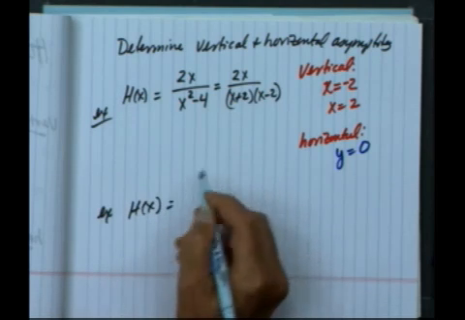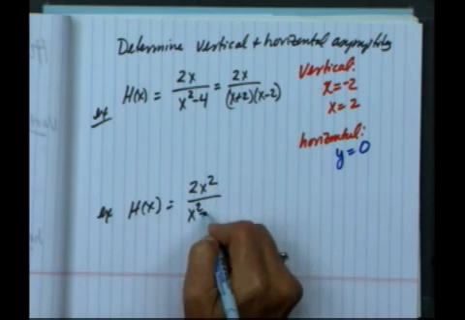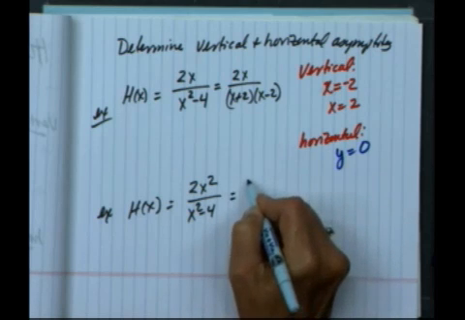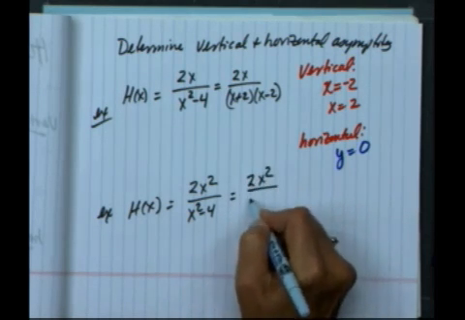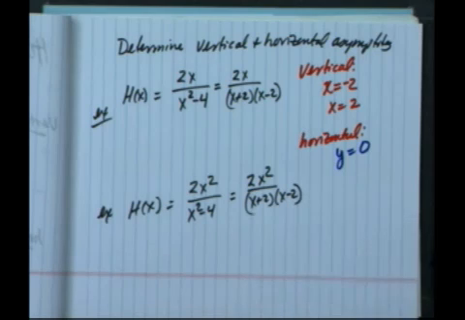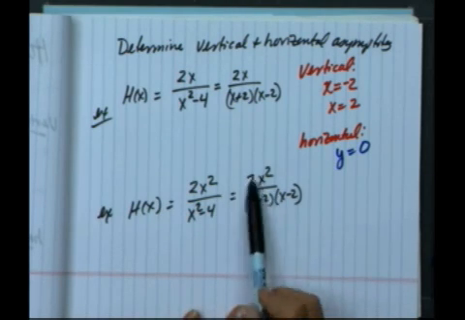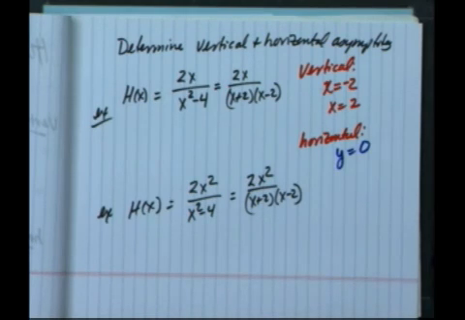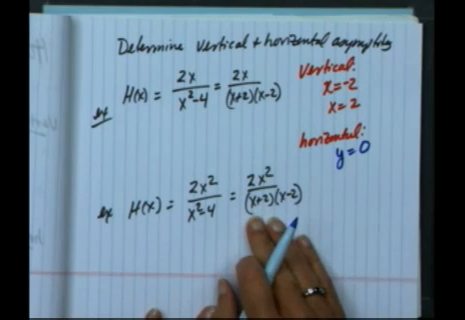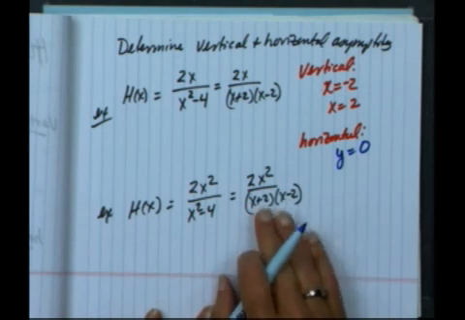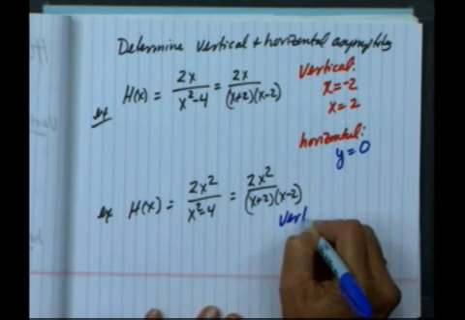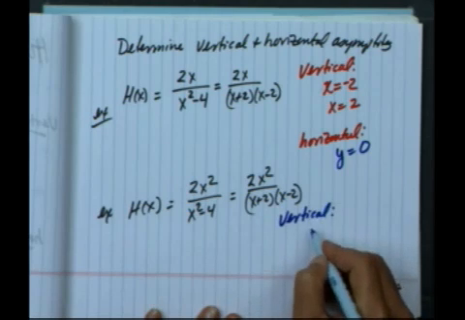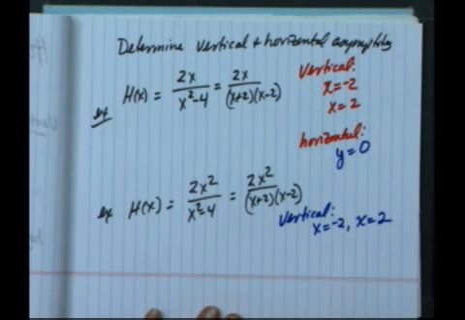h of x equals 2x squared over x squared minus 4, which is equal to 2x squared over x plus 2, x minus 2. All right. I factored the denominator and I see there are no common factors to divide out. You want to make sure it's reduced to lowest terms before you start working on this. All right. It doesn't simplify. It's called a proper rational function. It doesn't have common factors. It's proper. So what are my vertical asymptotes? It's easy. What is it? -2 and 2. x equals -2, x equals +2.